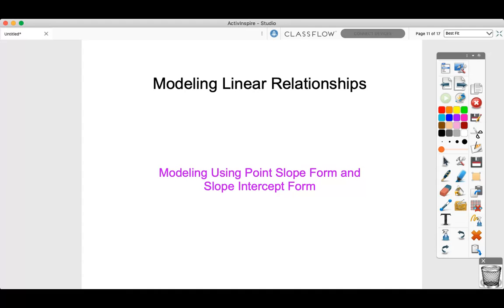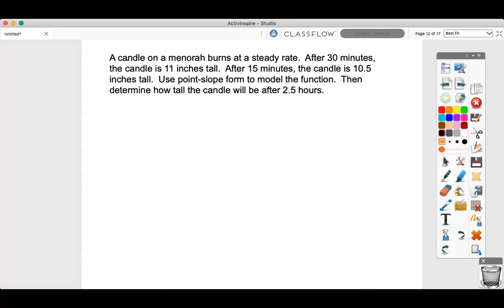Okay, so let's take a look. Let's see what we got. A candle on a menorah burns at a steady rate. After 30 minutes, the candle is 11 inches tall. And after 15 minutes, the candle is 10.5 inches tall. We're going to use point slope form to model the function, then determine how tall the candle will be after 2.5 hours.